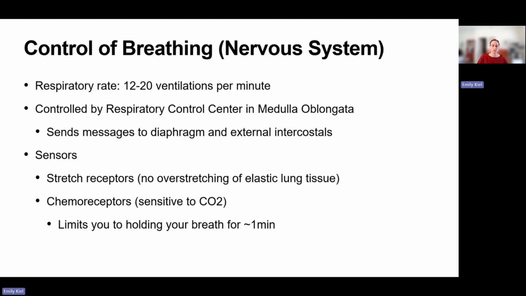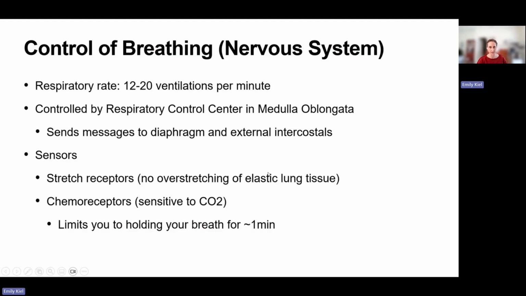And these will limit you holding your breath for a minute, because it's those chemoreceptors that kick in when there's too much carbon dioxide. The oxygen chemoreceptors are not really that sensitive. So instead of measuring oxygen, we do a lot more measuring carbon dioxide. And just a reminder, the medulla oblongata is in the brainstem.